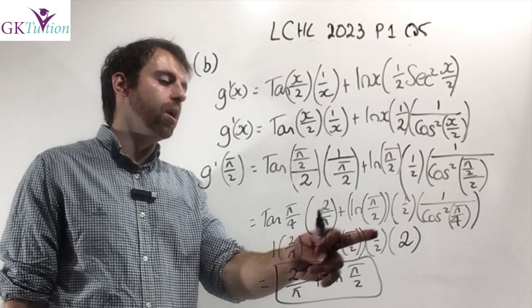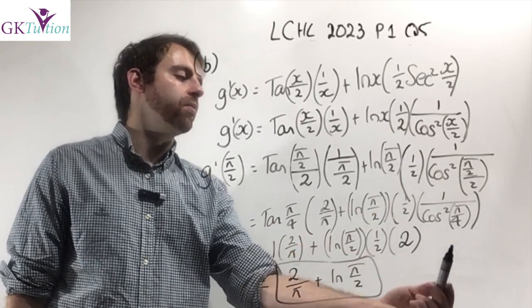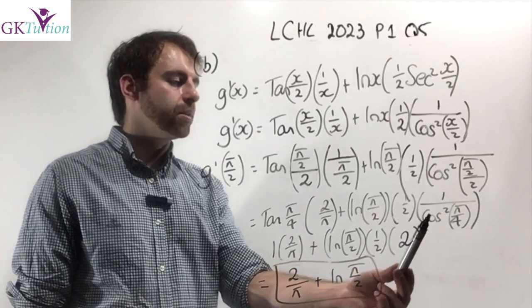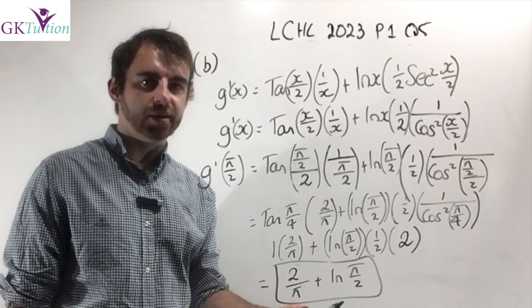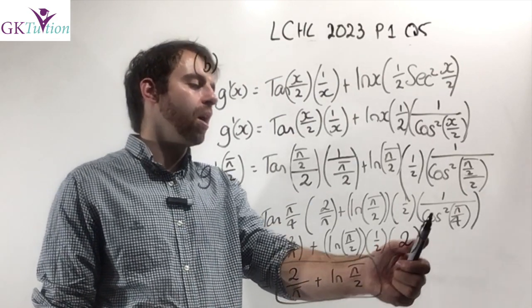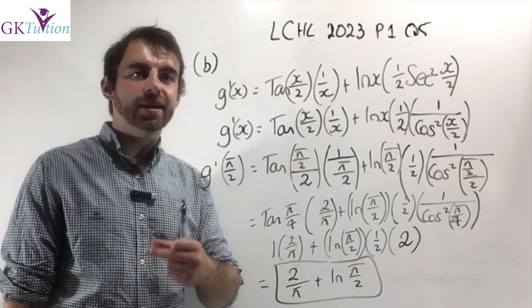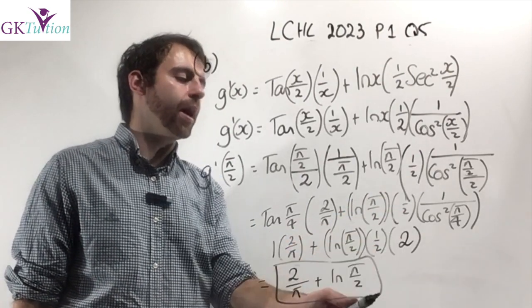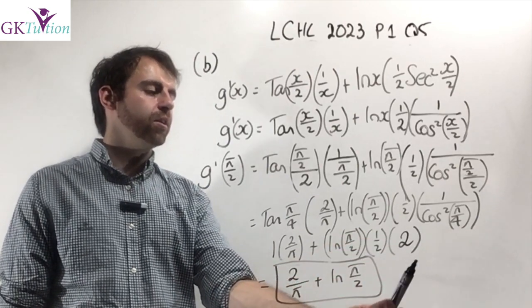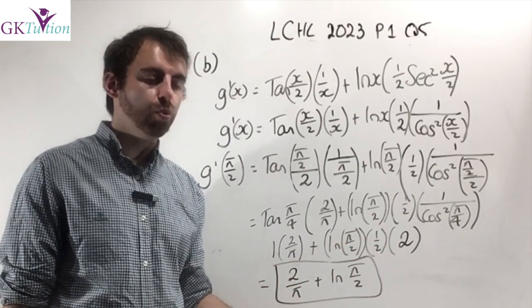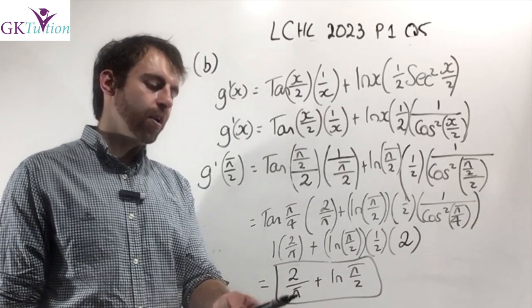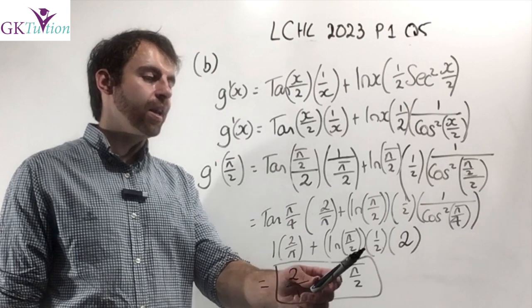I left the ln as it was, left the half as it was, and if you plug this into your calculator, cos squared pi over 4, I want you to remember that cos pi over 4 squared and cos squared pi over 4 are the same thing. So type in, for example, cos pi over 4 into your calculator and then get it squared. And then 1 divided by that, it'll give you 2. That's how you work out your 2 there. And then here it works out nice because 2 multiplied by a half is simply 1. So the second term just ends up as ln pi over 2. And my final answer is 2 over pi plus ln pi over 2.